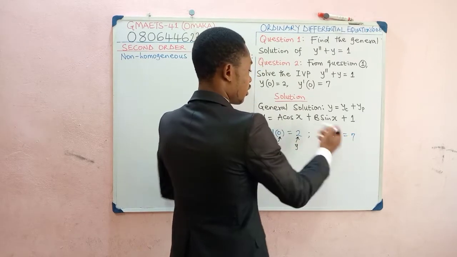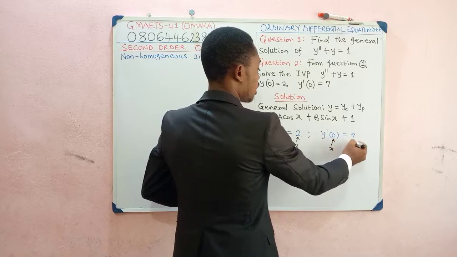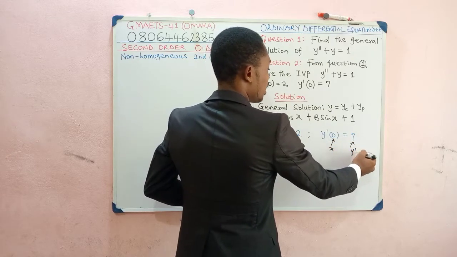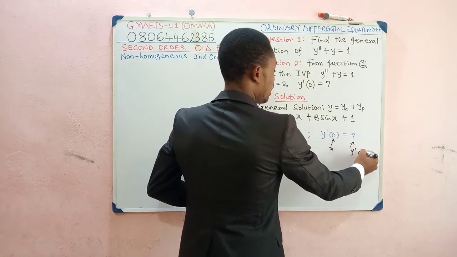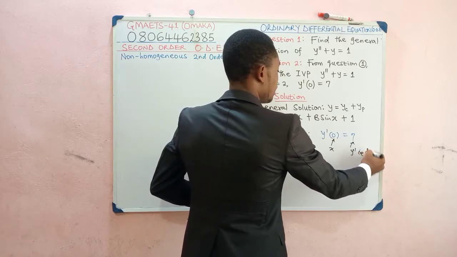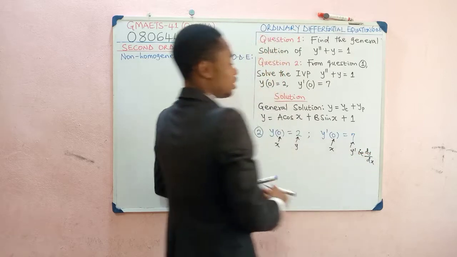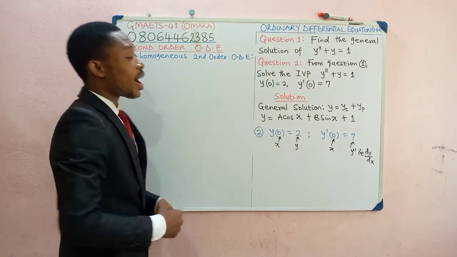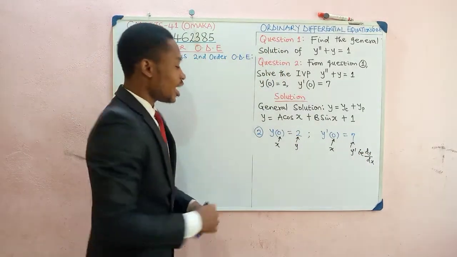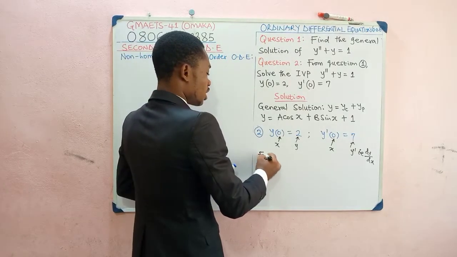So this is the value of x, and then this 7 is the value of y prime. That is dy/dx, that is dy over dx. Okay, now how do we handle this problem? Now, we start with the first one.